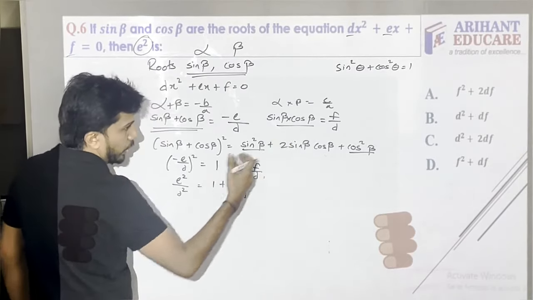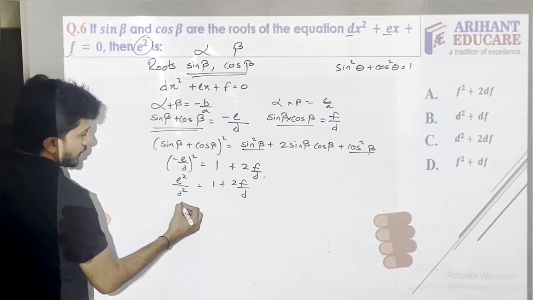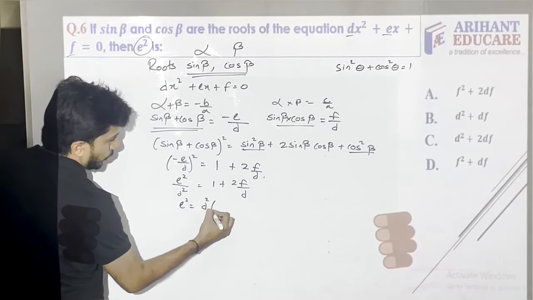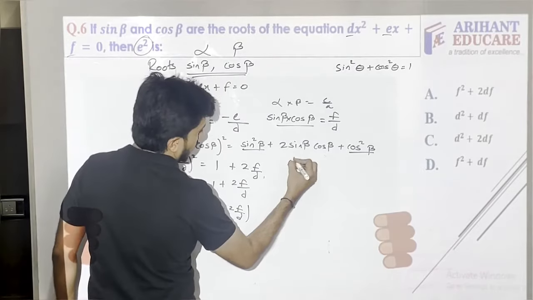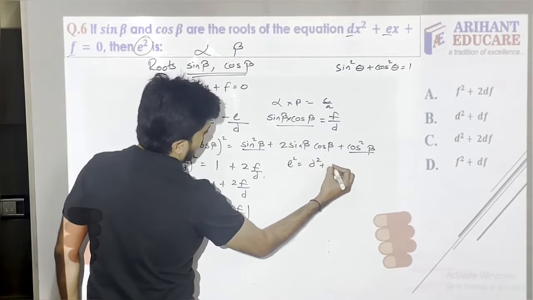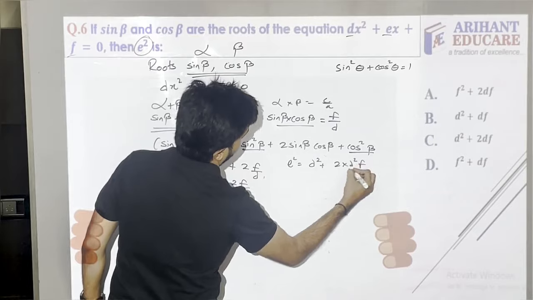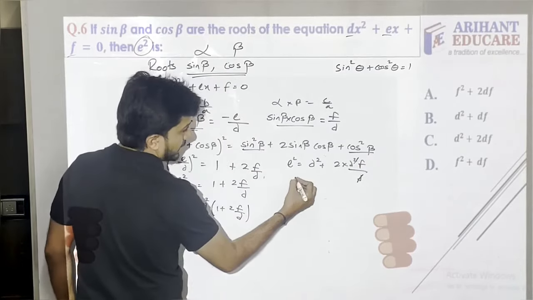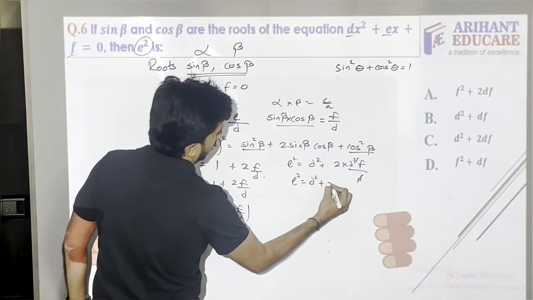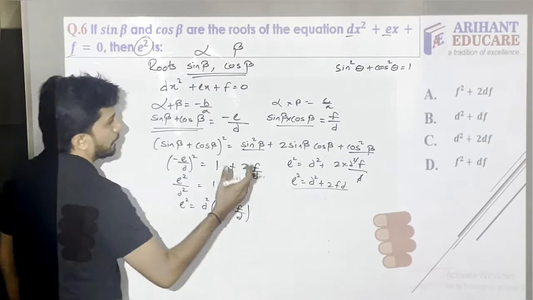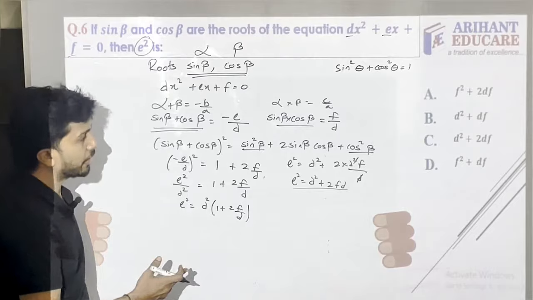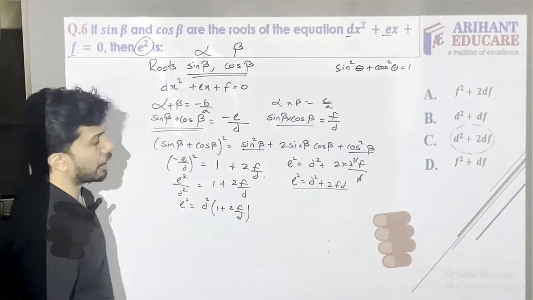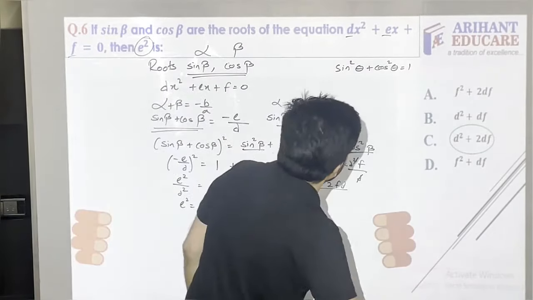We are reaching it. We are very close. So e square is d square into 1 plus 2f by d. Let's multiply. So e square will become d square plus 2 into d square f by d. D and d cancel. E square is d square plus 2fd. Which option is the correct one? D square plus 2fd. Can you find that? It is option C. Option C is the correct one.